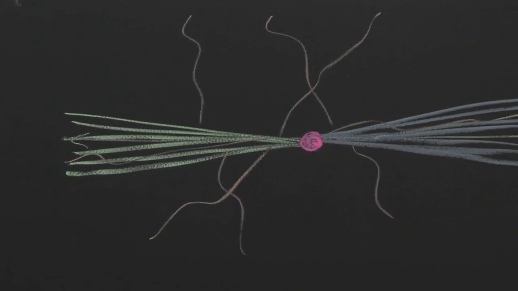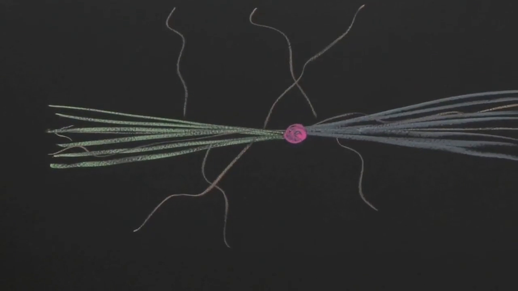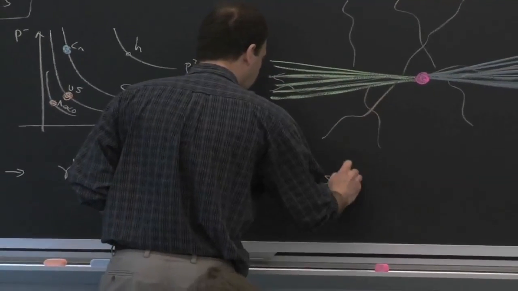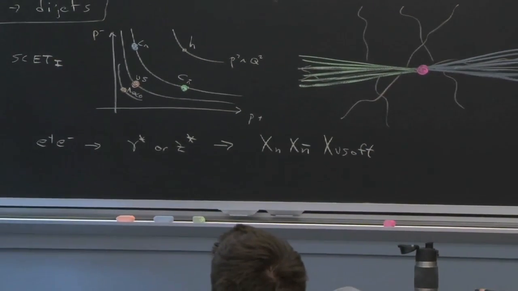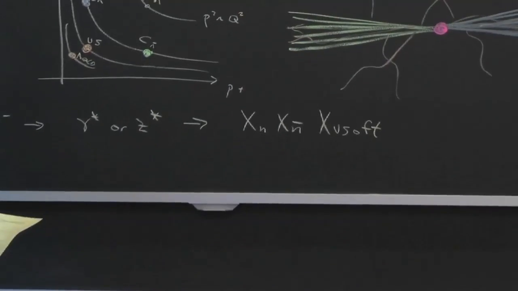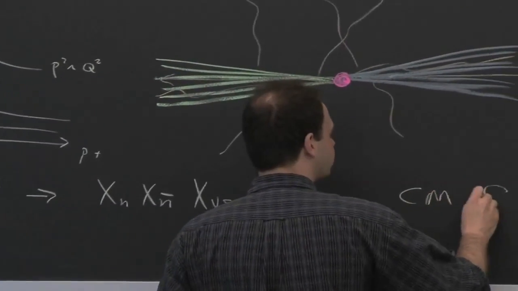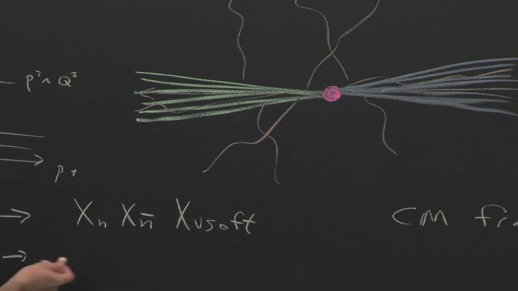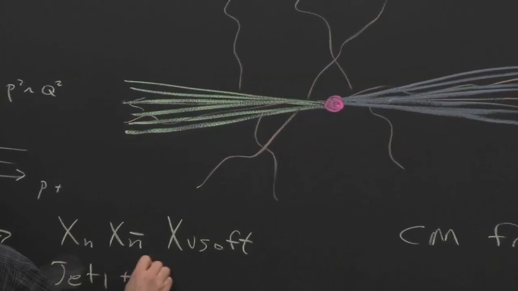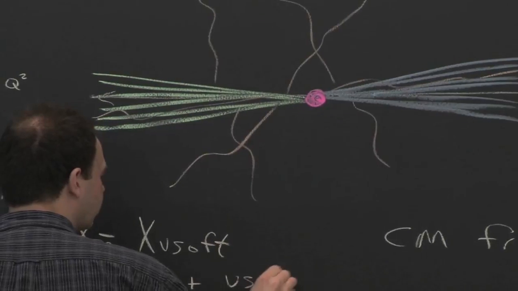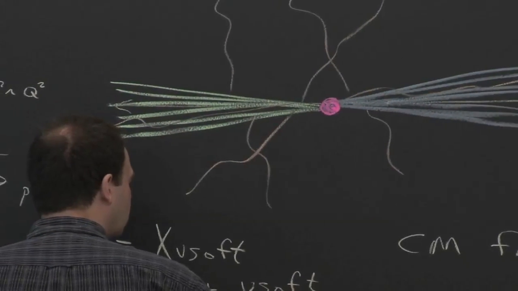So what we're doing is we're colliding e plus e minus, producing a virtual photon or Z, and then from that producing, if you like, a state which is full of collinear modes, a state which is full of the other type of collinear modes, and ultrasoft particles. And this is in the center of mass frame. Or that's kind of how you could think about it in SCET. Or physically, what you're producing is jet 1 plus jet 2 plus soft radiation, or ultrasoft hadrons, soft hadrons.